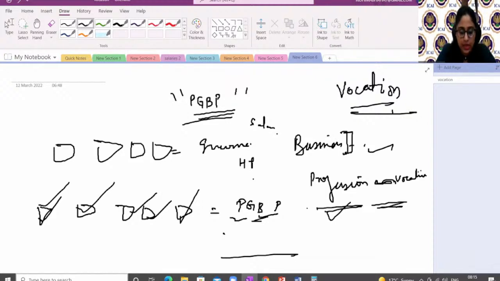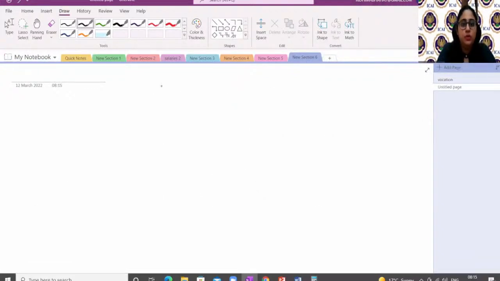Clear? Next thing. Before coming to the charging section, one thing: whenever you are doing this chapter, consider yourself as business, and I'm saying businessman or profession man or businesswoman or profession woman. Why am I saying this again and again? Because that is how the taxability impacts.